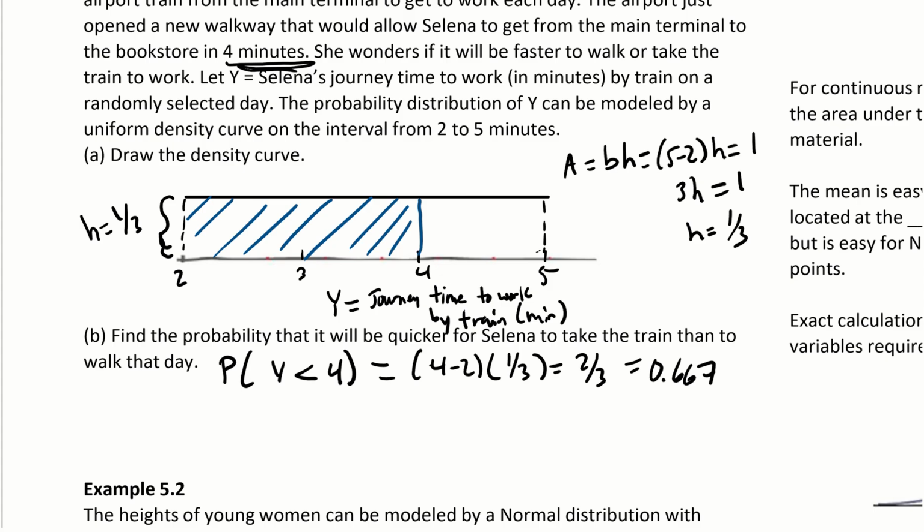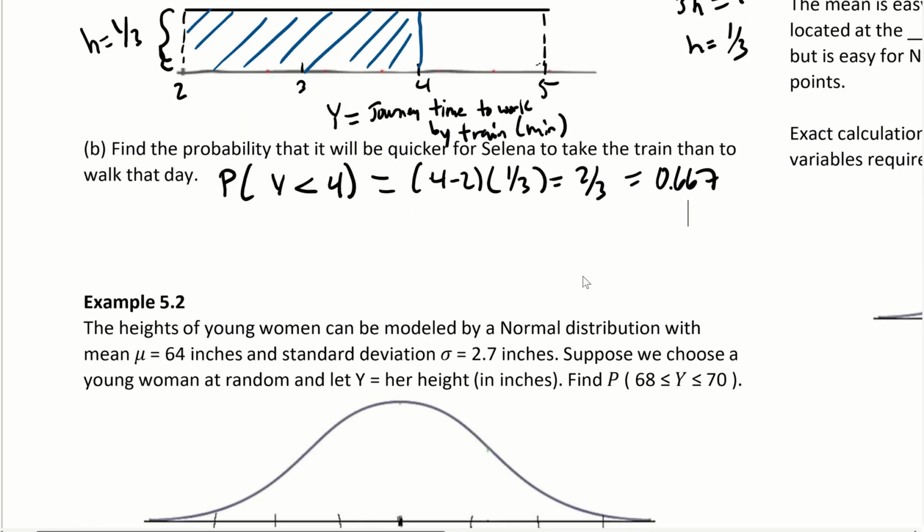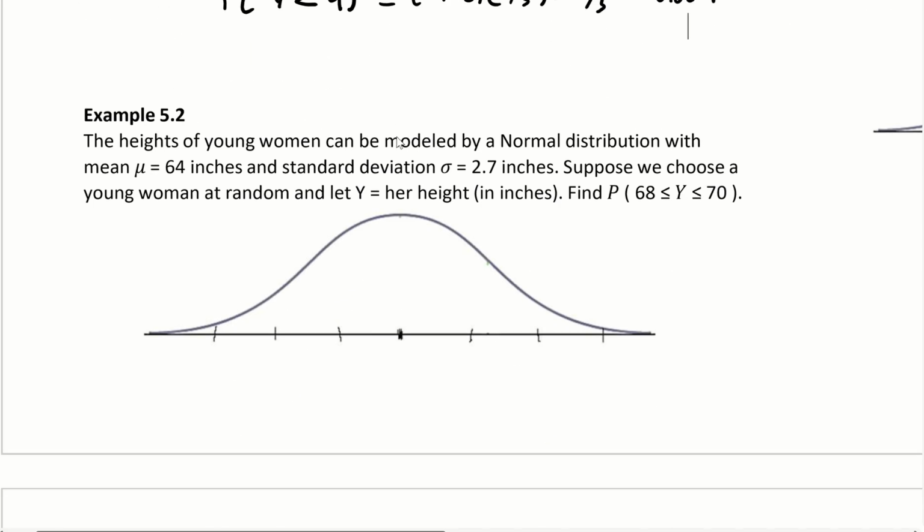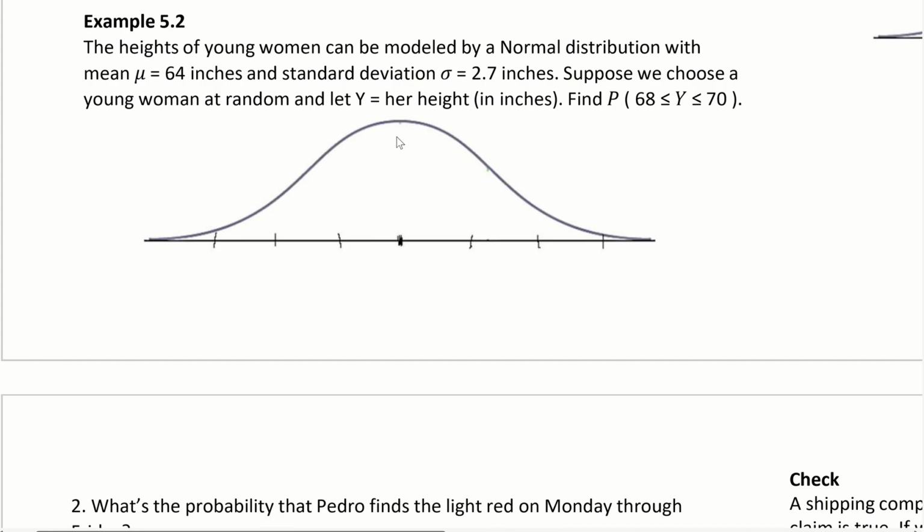All right. Sorry about that. Let me just write it out. Okay, so there you go. That's your probability. So now let's look at another example of a continuous distribution, the normal distribution.